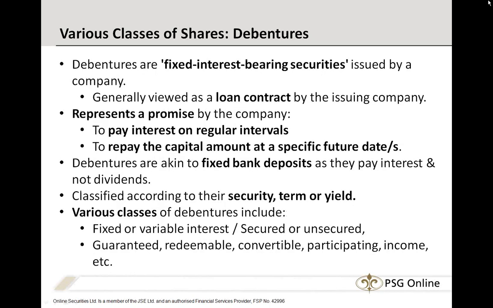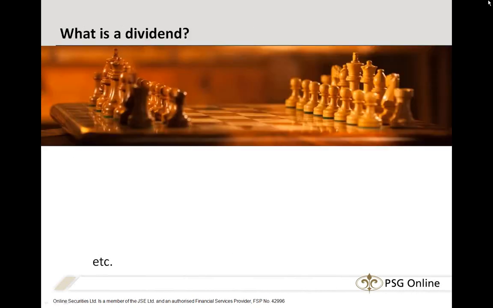Debentures, or you can call it a loan contract between a company and an investor. So all it is, it represents a promise by the company to pay regular interest at regular intervals, and also to repay the capital amount at a specific future date or dates. So very similar to a fixed bank deposit, in the sense that they pay interest and obviously not dividends. So this is again for an investor that's looking for income, not so worried about the capital growth, but obviously wants that income from interest. Okay. Again, there's various classes of debentures.